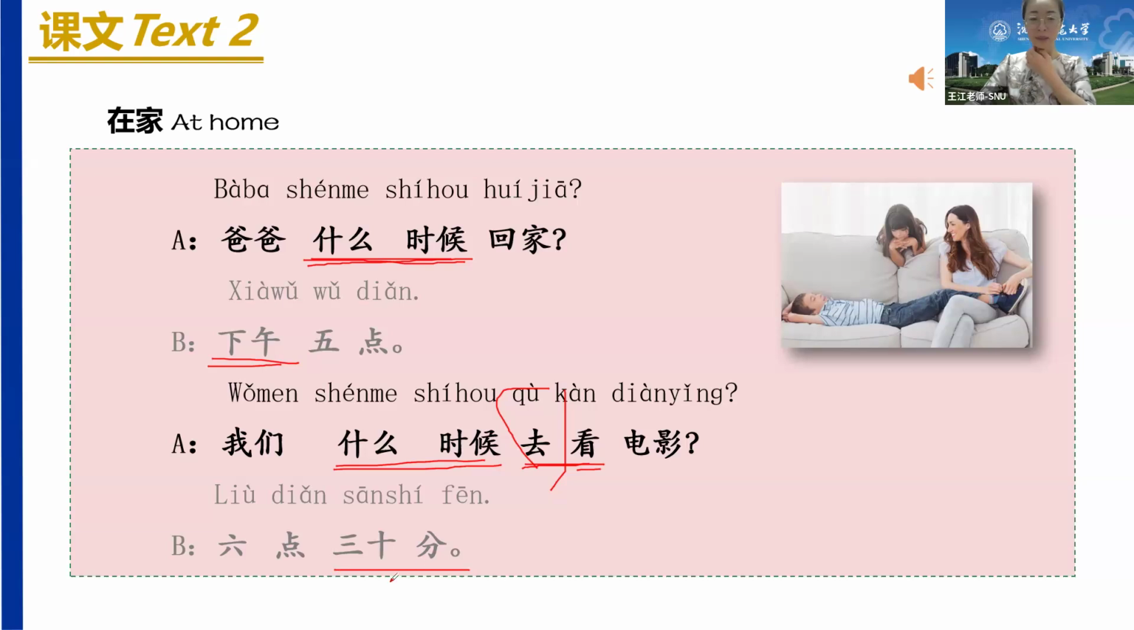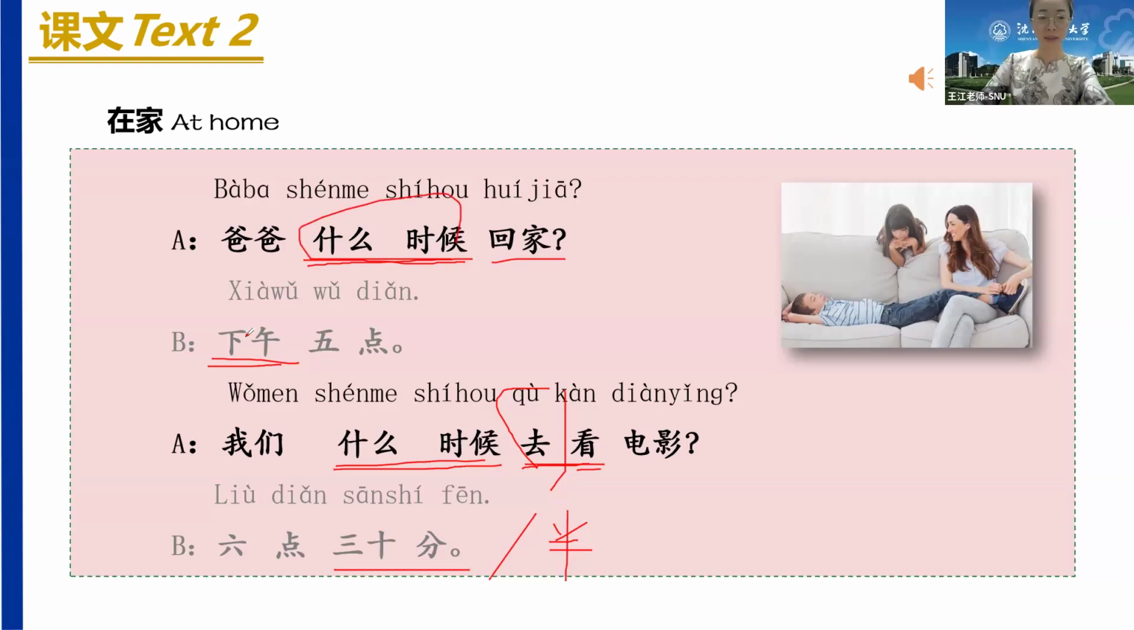6:30. Okay. So what's the other way to express this time? 6点30分 Sarah Javid. 6点半。 Can also say 6点半 6:30. 半 means half. Okay, I've taught you. 6点30分 we can also say 6点半 okay. 爸爸什么时候回家 What time will father go back home? 下午5点 So 什么时候 What time?